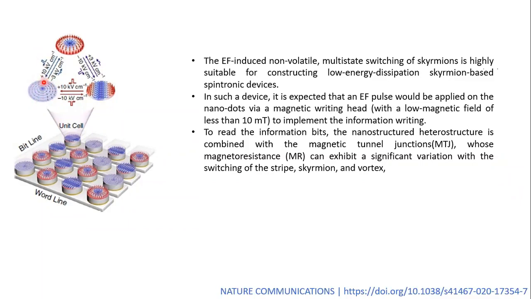This is how you will write the data in your RAM by applying a pulse. Suppose this is your 0 state, you give a -3 kV pulse, it will go to your 1 state, and if it is your 1 state, you apply a 10 kV pulse, you will come to your 0 state. That is how the writing process can be done in the RAM.